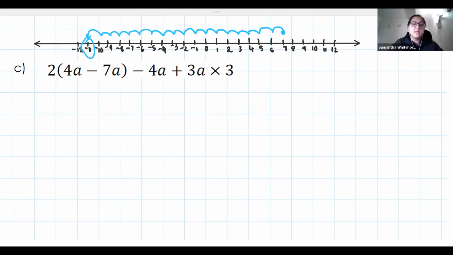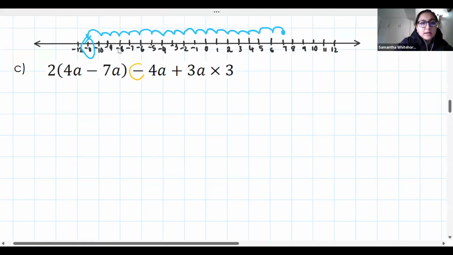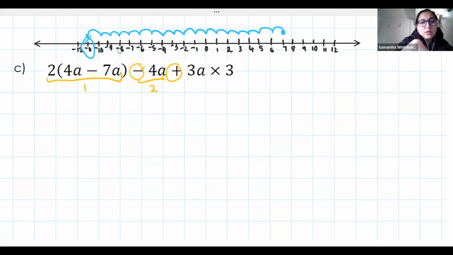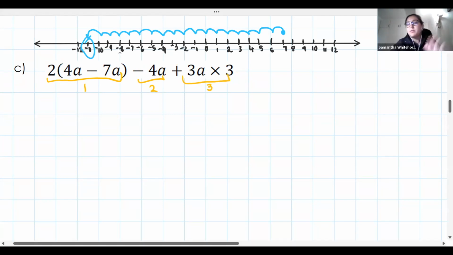Remember, your terms are separated by the plus and minus signs outside of a bracket. So if we're struggling, I'll help you there a little bit. Here's a minus, here's a plus. So there's term 1. Here's term 2. Here is term 3. So simplify those terms, and then you can add and subtract your like terms.